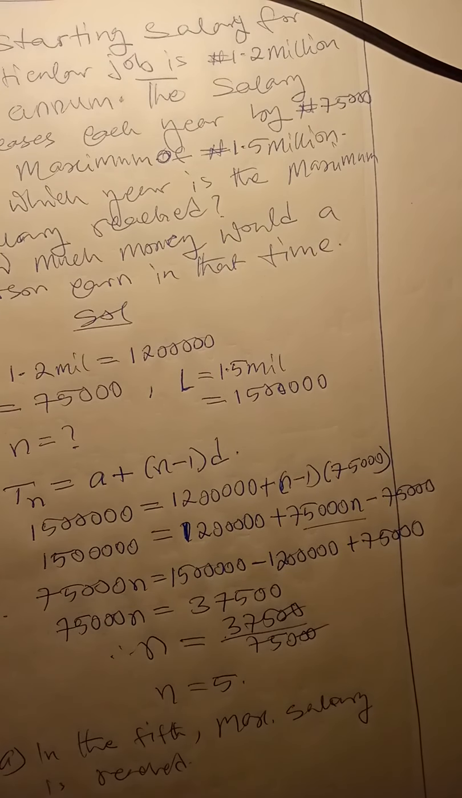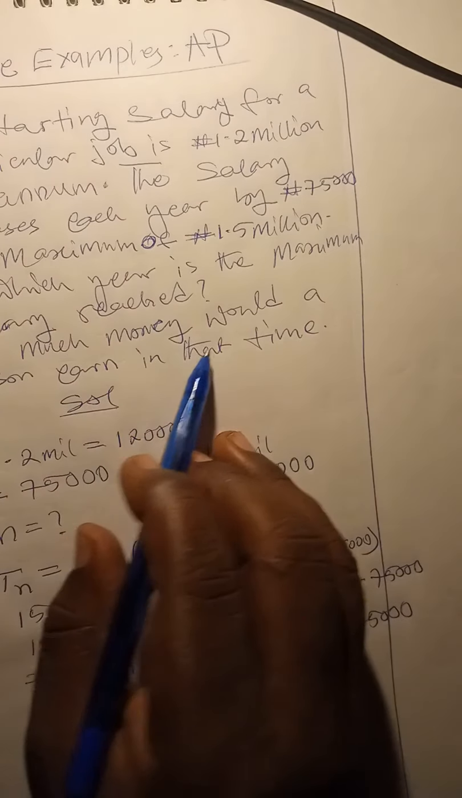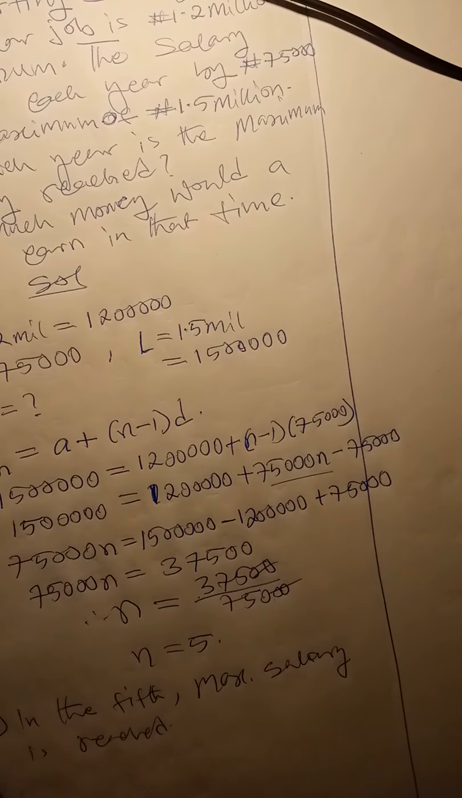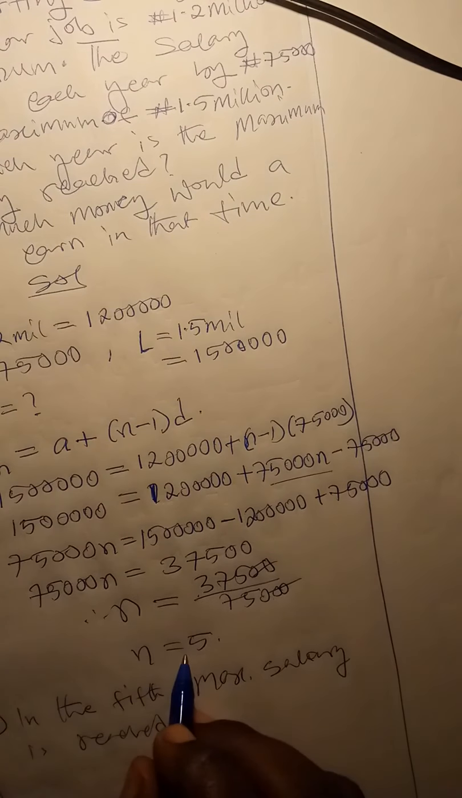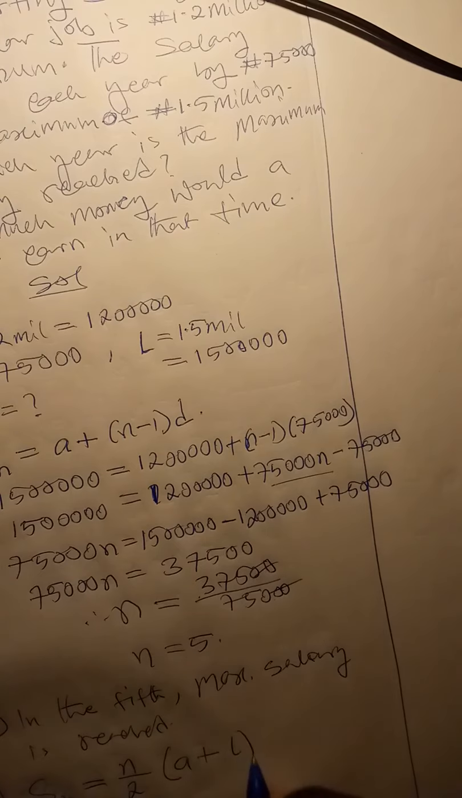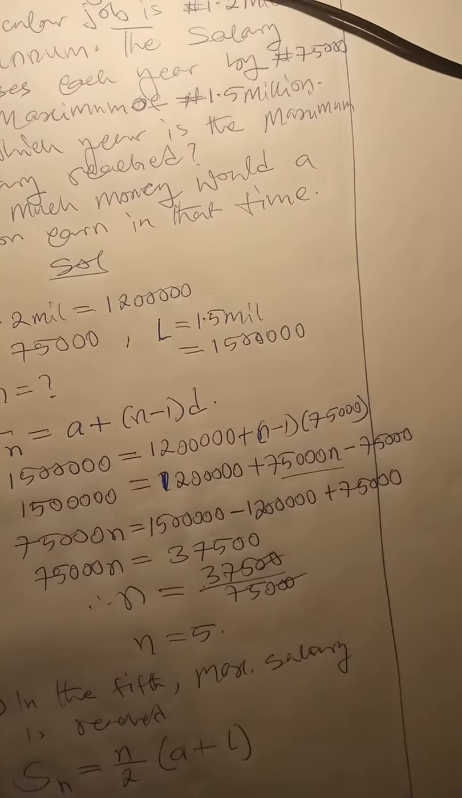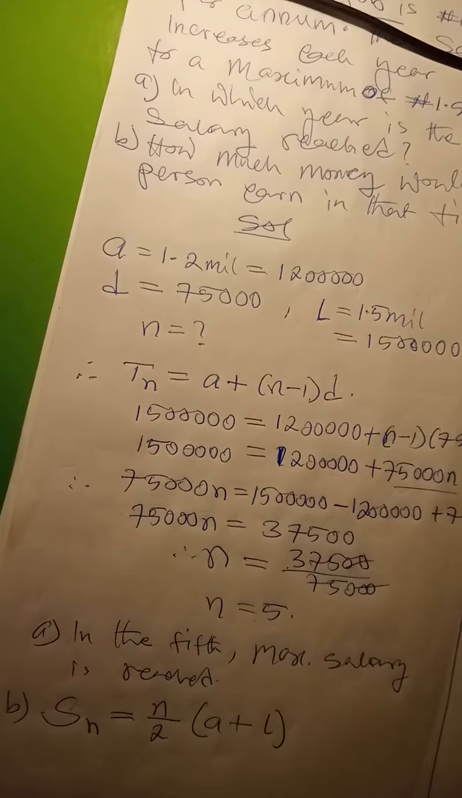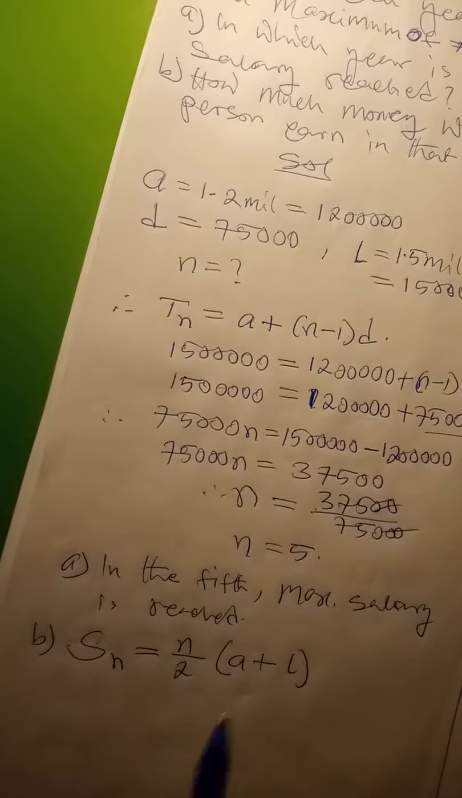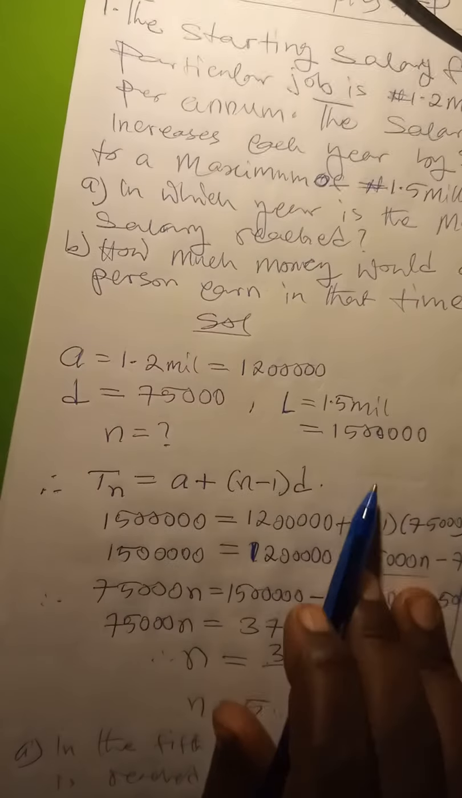The B part of the question says, how much money would a person earn in that time? So that's the total amount he's going to earn, meaning how much money in 5 years. Now N is equal to 5, we know it, so I'll now quote the formula. The best one to use is the one with A plus L, because now I have my L. My L is given as what?